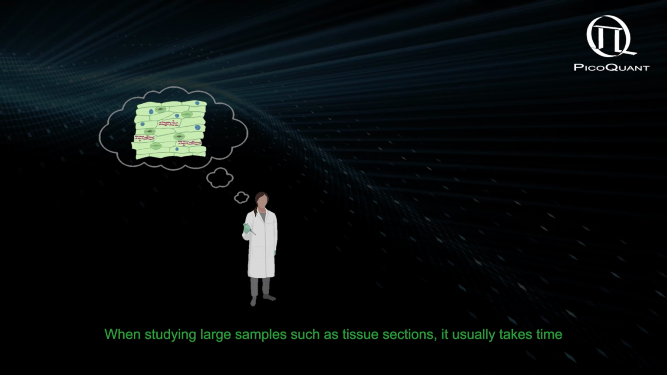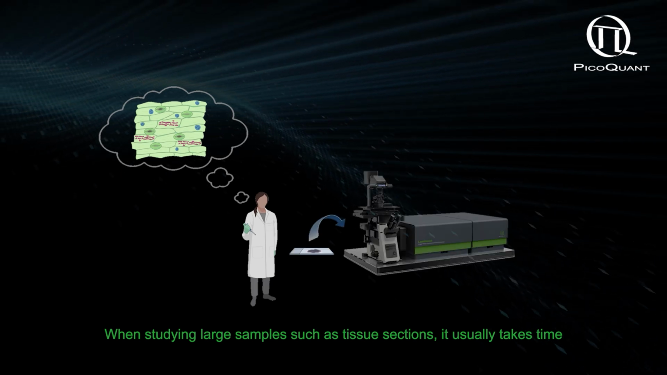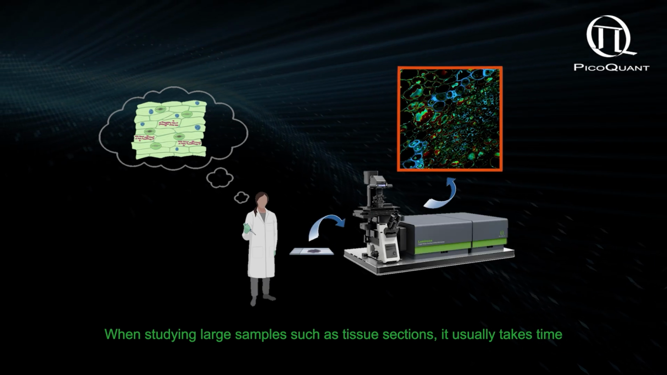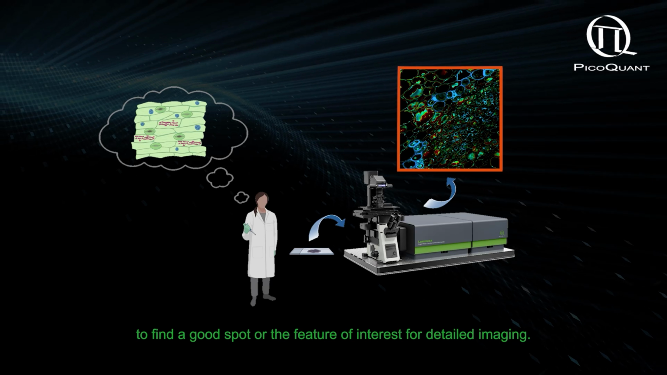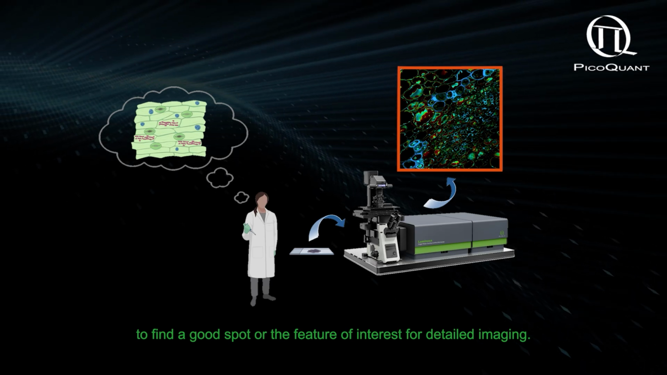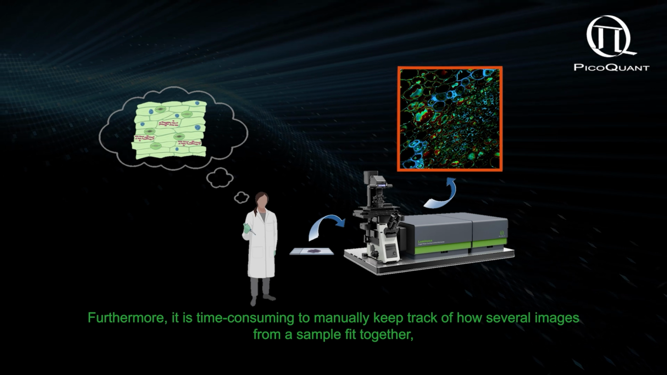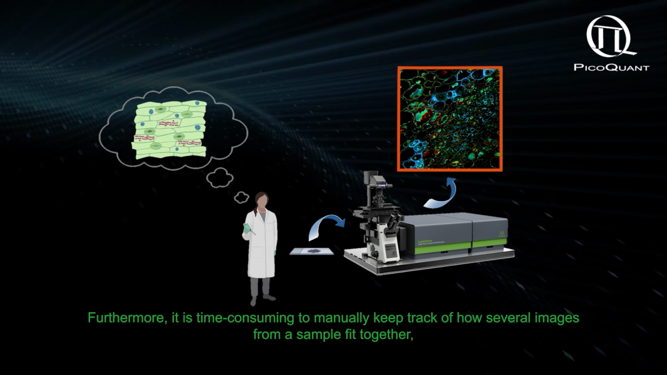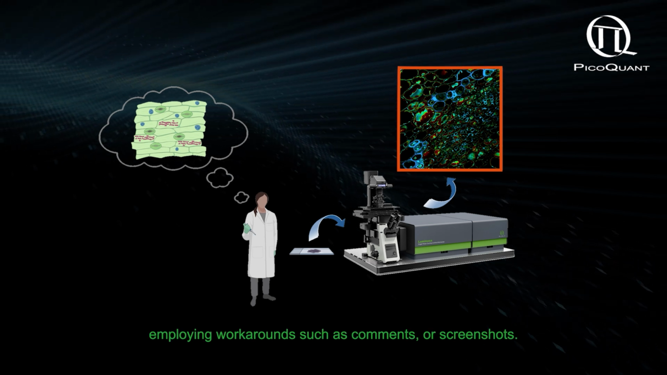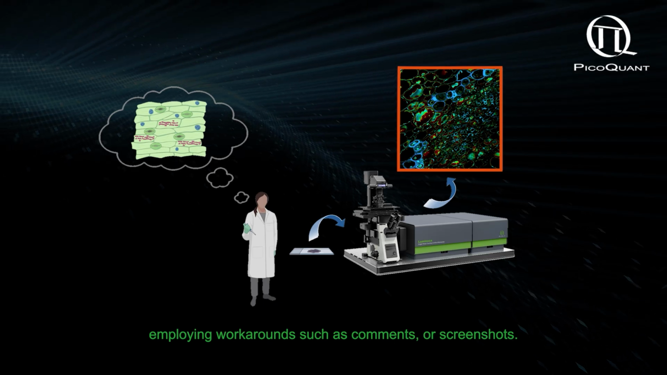When studying large samples, such as tissue sections, it usually takes time to find a good spot or the feature of interest for detailed imaging. Furthermore, it is time-consuming to manually keep track of how several images from a sample fit together, employing workarounds such as comments or screenshots.